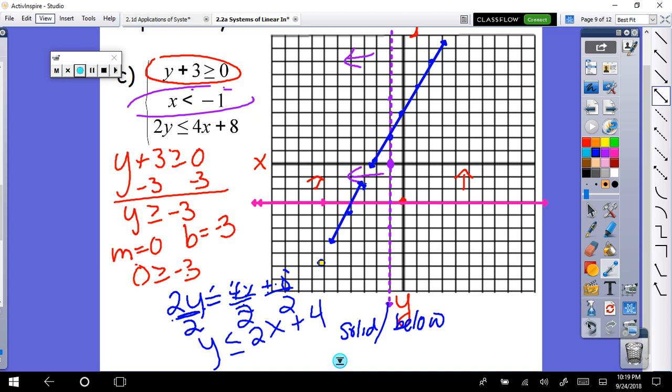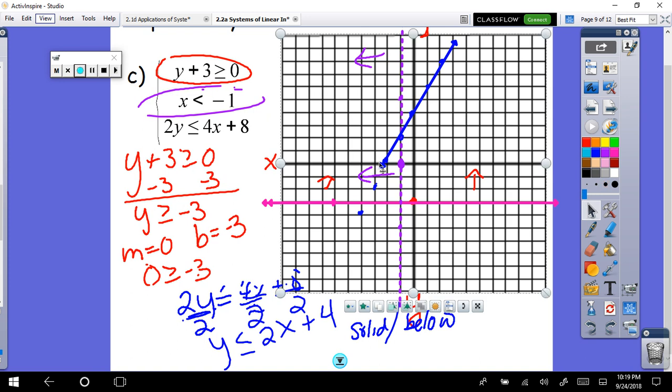Oops, I'm going to have to go back a little bit here. Just going to have to extend that line. There we go. And we should be shading below, but let's just double check that. We'll plug in 0, 0. 0 less than or equal to 2 times 0 plus 4. That would be 0 less than or equal to 4. That is correct. 0, 0 is a solution. So we're going to be shading below that line there.